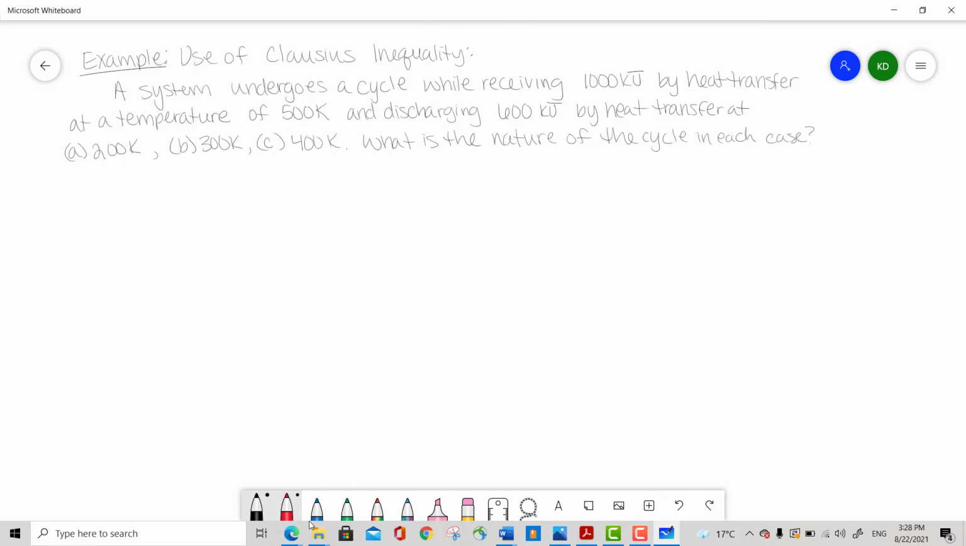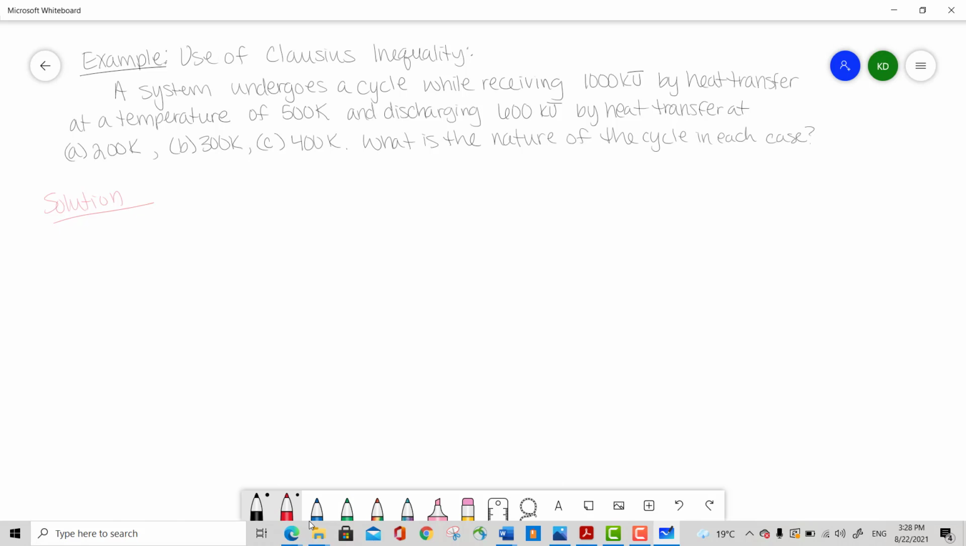So here's the example. A system undergoes a cycle while receiving 1,000 kilojoules by heat transfer at a temperature of 500 Kelvin, and discharging 600 kilojoules by heat transfer at A, 200 Kelvin, B, 300 Kelvin, C, 400 Kelvin. What is the nature of the cycle in each case? Also, just a note, all of these are in Kelvin, and remember they need to be in Kelvin. So if they're not, you would need to convert them. So the solution, we would need to use these equations that we just highlighted before so that we can see the nature of each cycle.